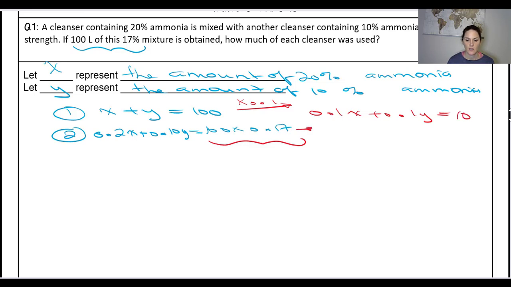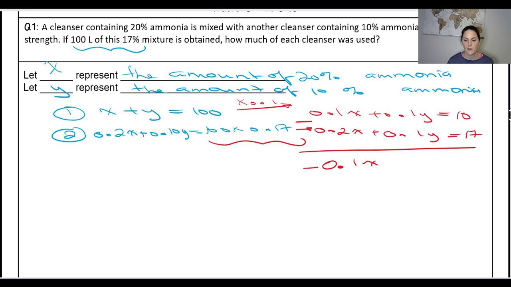Next, I'm going to rewrite the other equation below. So 0.2x plus 0.1y equals, so 100 times 0.17 is 17. And we're going to go ahead and subtract those two equations to get rid of the y. So 0.1x take away 0.2x is negative 0.1x. The y's are gone. 10 take away 17 is negative 7. Dividing everything by negative 0.1, so x is equal to 70.